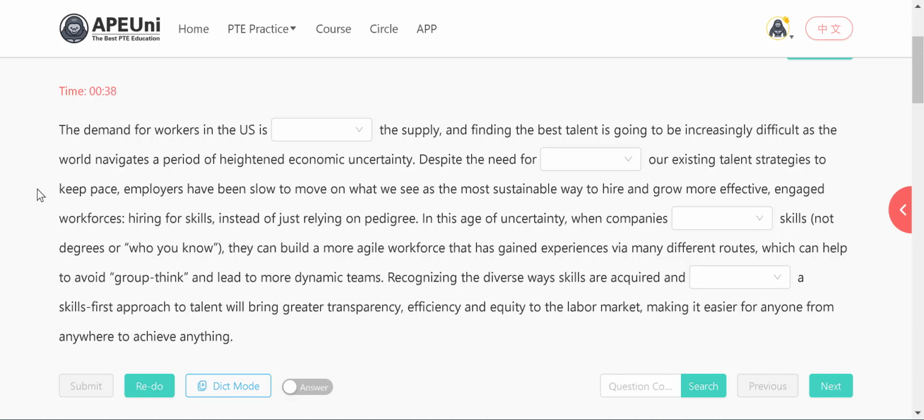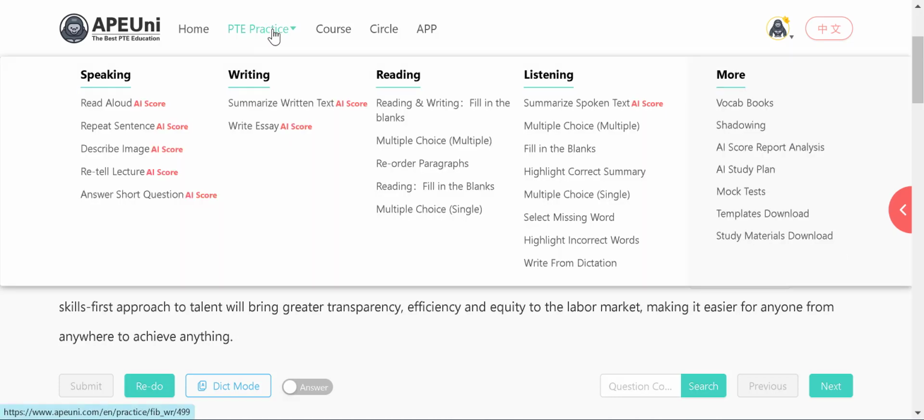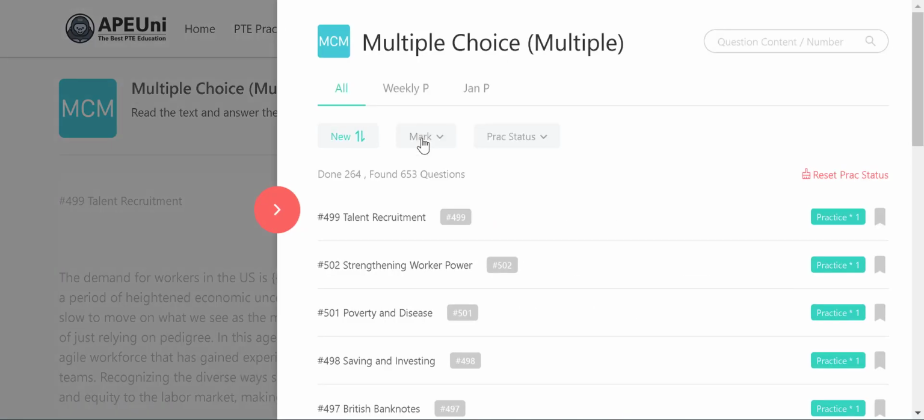You probably need to have a good range of vocabulary and be familiar with it. Also in terms of grammar, you need to know things to be able to do this. And then you are given four options here, which you choose from, and then submit the task and go to the next one. After doing the reading and writing fill in the blank, of which there are a few in the exam, you go to the multiple choice.